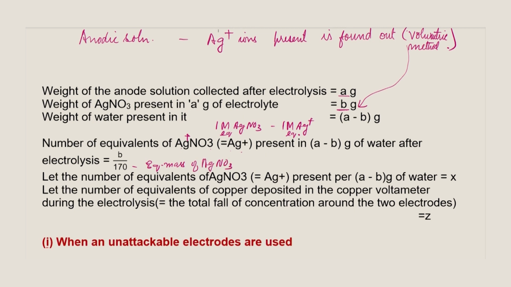Mass divided by equivalent mass will give you the number of equivalents. Now, let the number of equivalents of silver nitrate, which is equal to silver ions present in a minus b gram of water, be taken as X, and let the number of equivalents of copper deposited in the copper voltammeter during electrolysis be Z. That will be proportional to the total fall in concentration around the two electrodes. We are assuming these as certain alphabets.